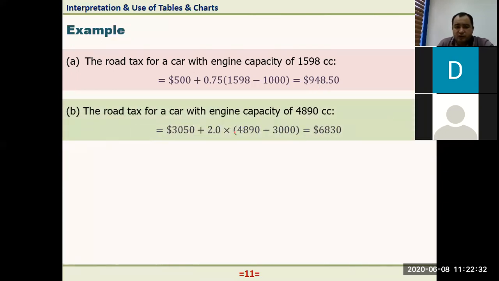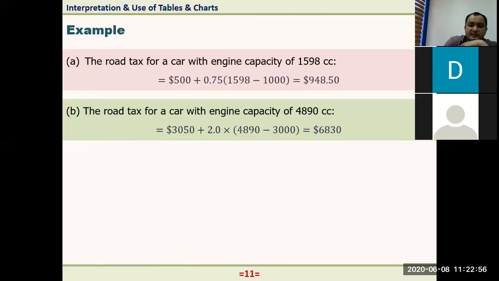And the road tax for a car with engine capacity of 4,890. So that falls on the third row, right? So that is 3,050 plus 2 times engine capacity minus 3,000. Just using this formula and evaluating this, that is 6,830. What is this? Maybe it's a big truck or small truck or big car.